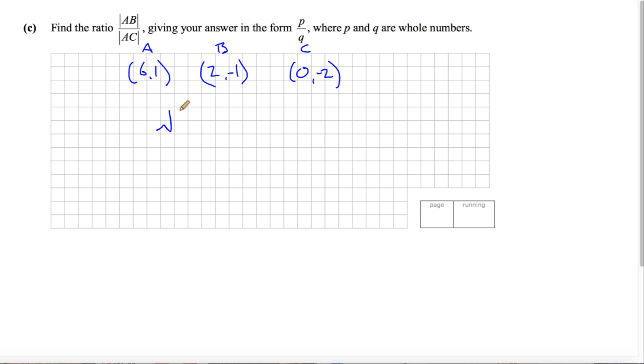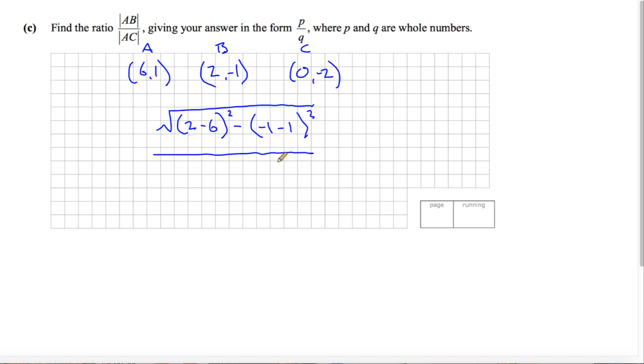So it's going to be the square root of, and I'm taking this from the formula in the tables book, x2 minus x1. So let's call B x2, y2. So this is x2, 2 minus 6. And then minus 1 minus this one. So that's going to be my AB.